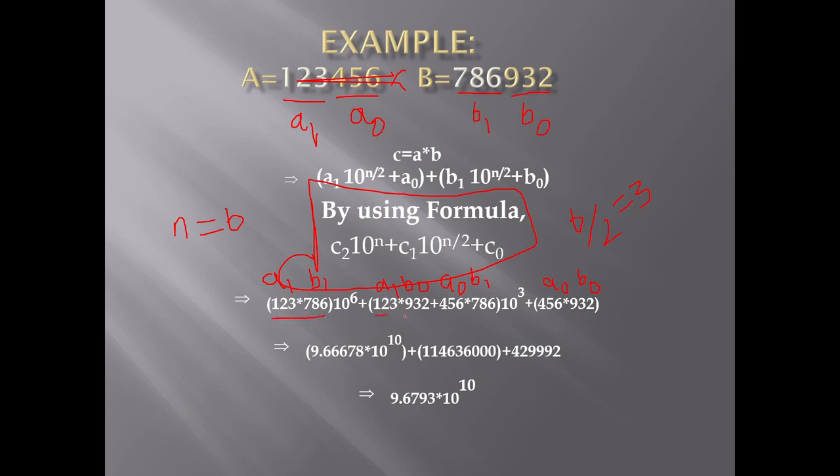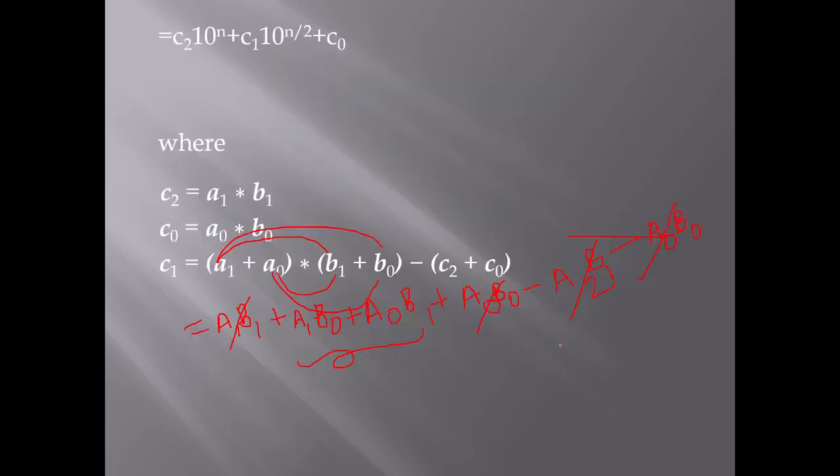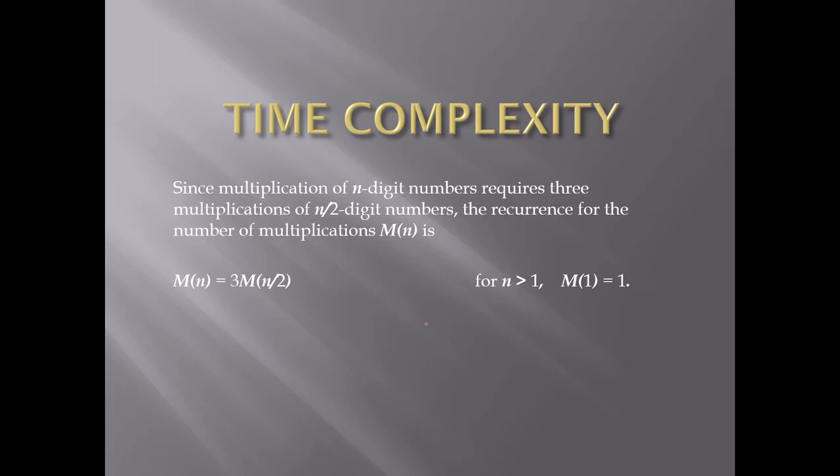By solving these terms, we will get this answer, which is quite simple compared to brute force analysis. There we are using 3 multiplications and 3 additions. So multiplication of n digits is equal to 3 multiplications of n by 2 digit numbers.